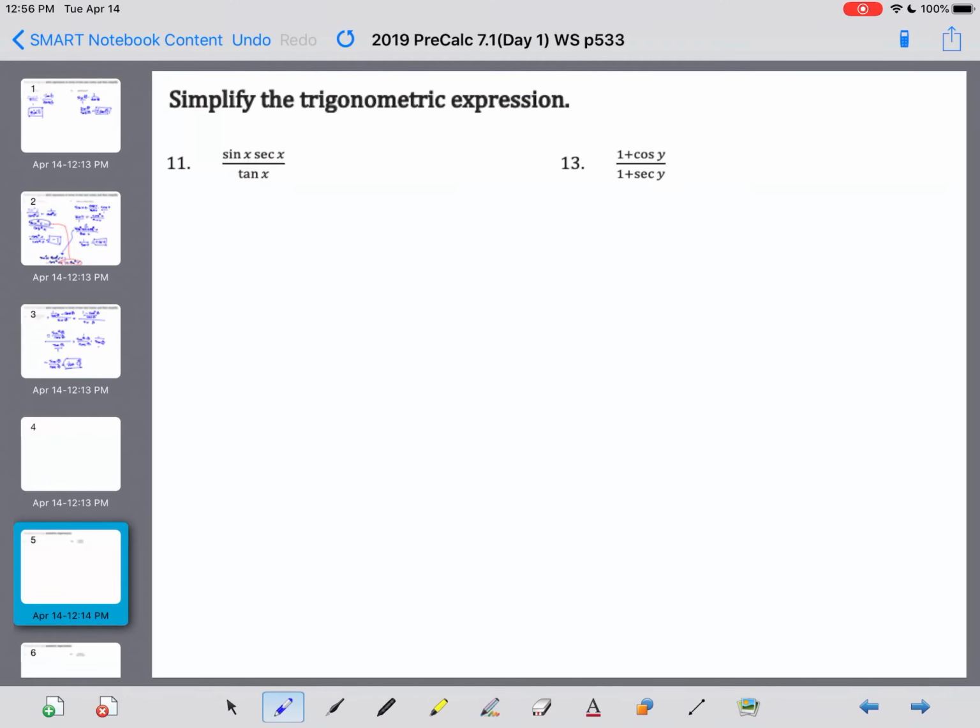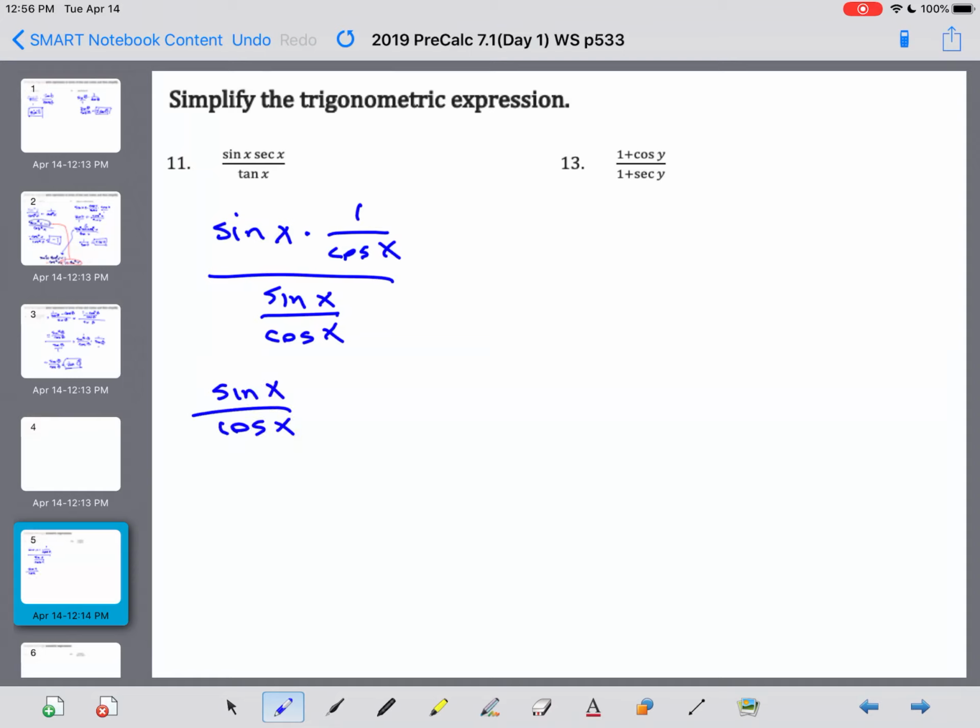With number 11 here, simplify, basically what we've been doing here. So again, first thing we do is rewrite in terms of sine and cosine. Okay, and then common denominator. Well, let's simplify this top here. So that's going to be sine x cosine x over sine x over cosine x. These are identical. This is the same as this, so they'll reduce down to 1.